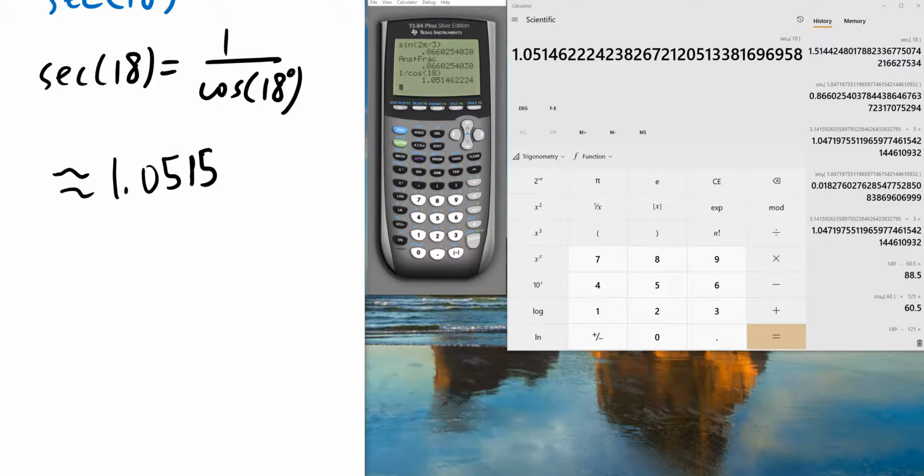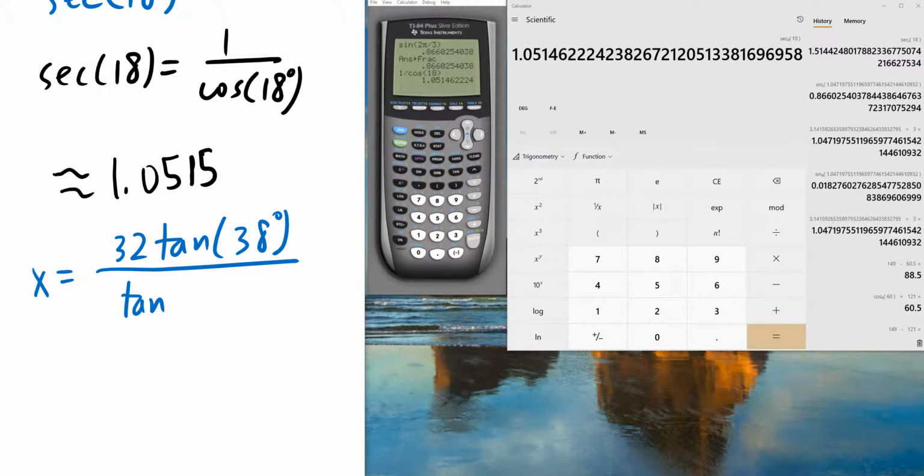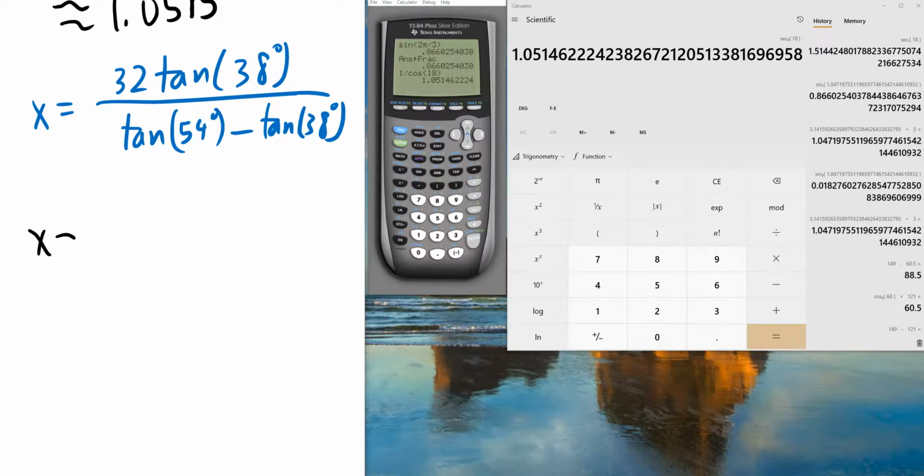What about if I got something more complicated? Let's say I want to find the value of x equals 32 tangent 38 degrees divided by tangent 54 degrees minus tangent 38 degrees. If you want to put it in the graphing calculator, all this can be put in one operation, so you don't have to write the answer and answer down. So let's see what we get.